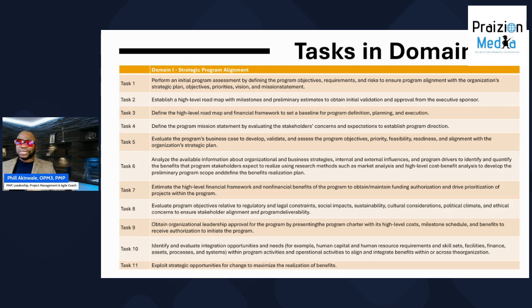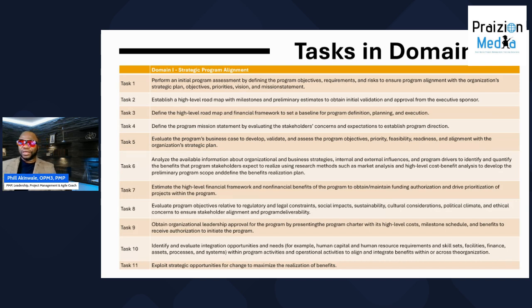Task two is establishing a high level roadmap with milestones and preliminary estimates. Task three is defining a high level roadmap and a financial framework to set a baseline for program definition, planning, and execution. Task four, define the program mission. Evaluate the stakeholders' concerns and expectations.